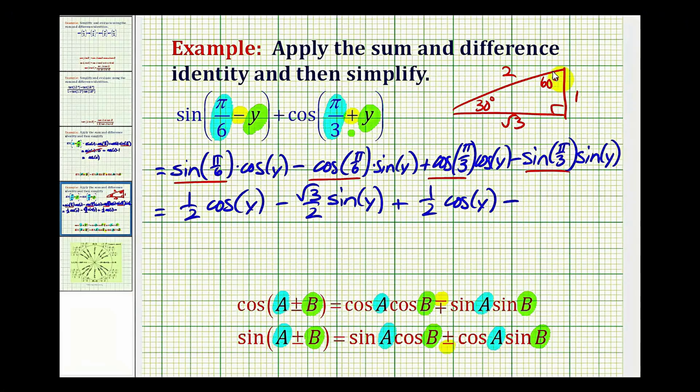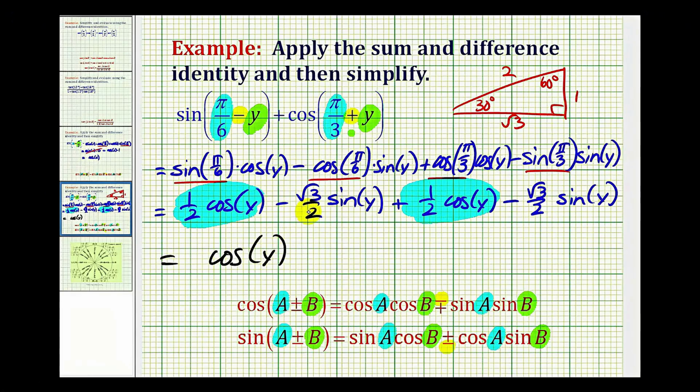And the sine of pi over 3 is going to be equal to square root 3 over 2. And now we just need to combine like terms. Notice here we have 1/2 cosine y plus 1/2 cosine y. That simplifies nicely to cosine y.